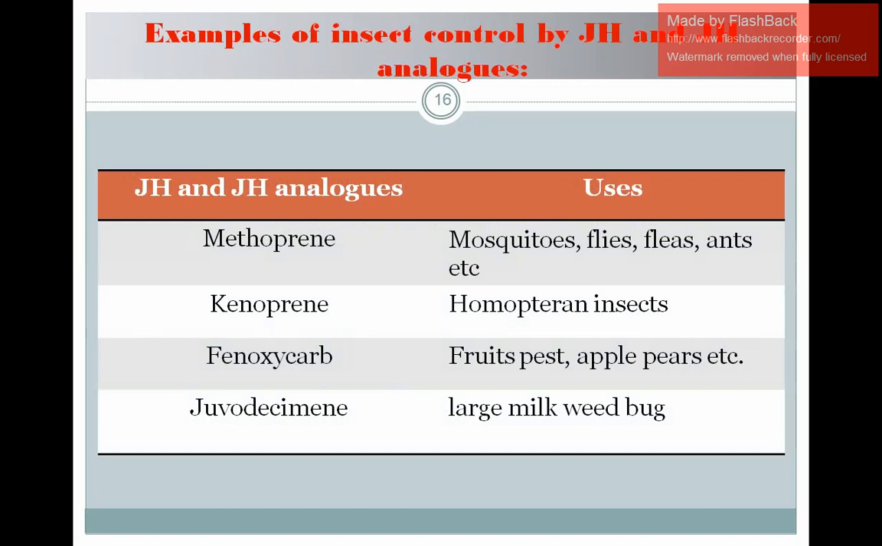Methoprene is used to control mosquitoes, fleas, flies, ants, etc. Quinoprene is mainly used to control homopteran insects. Phenoxycarb is mainly used for pests found in fruits, apples, pears, etc. Then juvabione is mainly used to control the large milkweed bug.